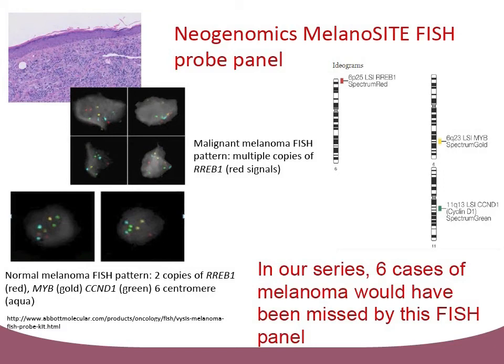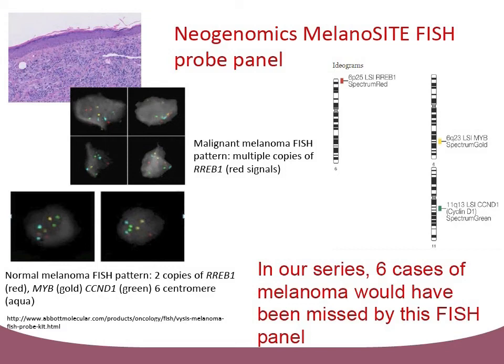Basically, since this assay is FISH-based, there's only a few loci that you can really look at. You also need to have some control loci in there so that you can do ratios. So there's really only a couple regions of the genome that they're looking at: 6p, 6q, and 11q. And then they're doing ratios between those 3 regions to identify positive cases.